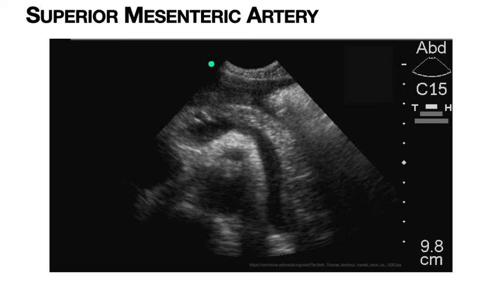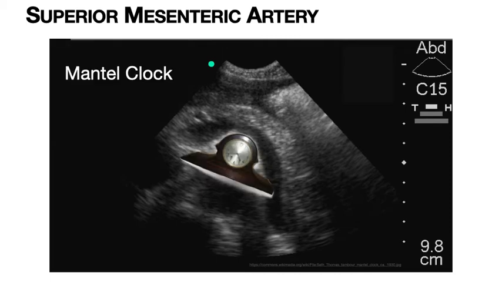The SMA also gives us another sign. The appearance of the SMA with hyperechoic surrounding tissue is called the mantle clock. Remember, if you see the mantle clock, you are in the mid portion of the aorta.